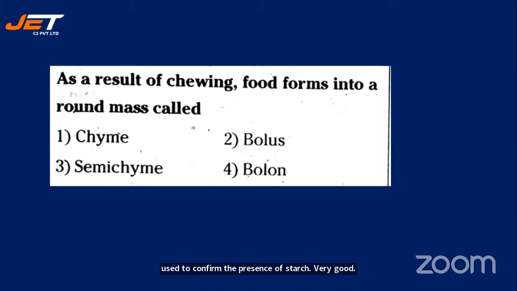Next. As a result of chewing, food forms into a round mass. What is that round mass of food called? Chyme, bolus, semichyme, and bolon. See, bolon is not actually a word in our digestive system. It is not chyme, chyme is formed in the stomach. Okay. And what is the answer? You have to go with 2 and 3.